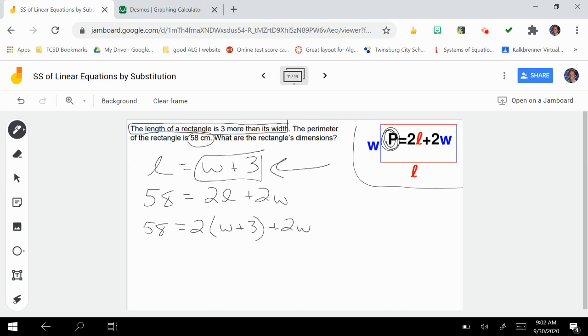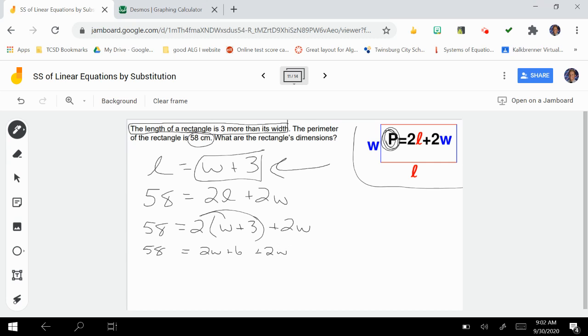All right, so now what do we do? Distribute. 2 times W, 2W, 2 times 3, positive 6. I simplify that. Whatever I don't simplify, I just rewrite.